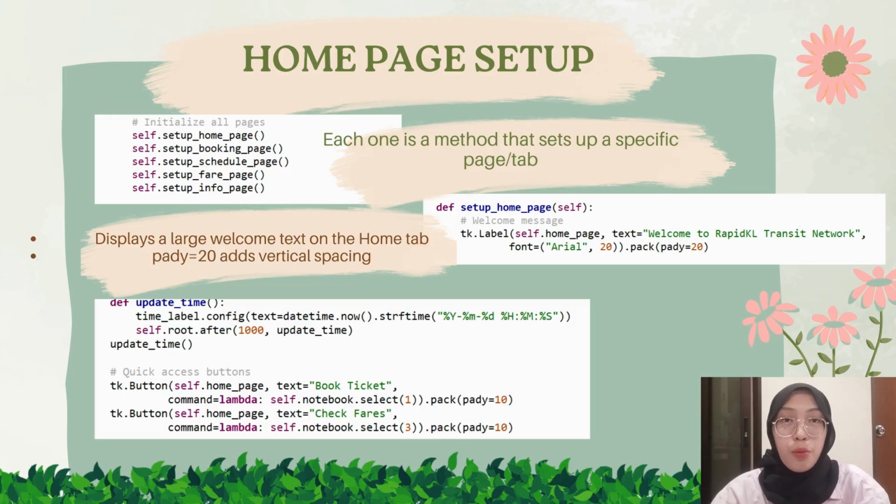We chose Arial for the font and the size of 20. pady equals 20 adds the vertical spacing. tk.Button provides a quick access button to jump to the other pages, which are book ticket and check fares, which switches to the fare calculator page.